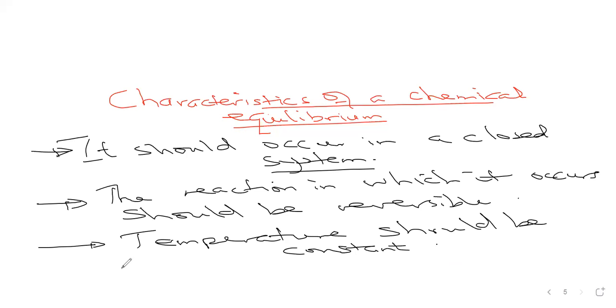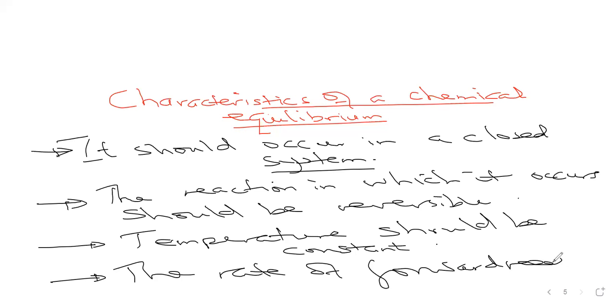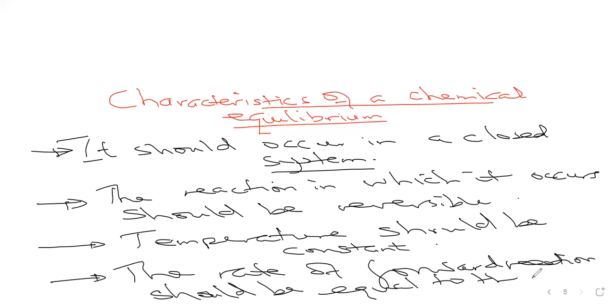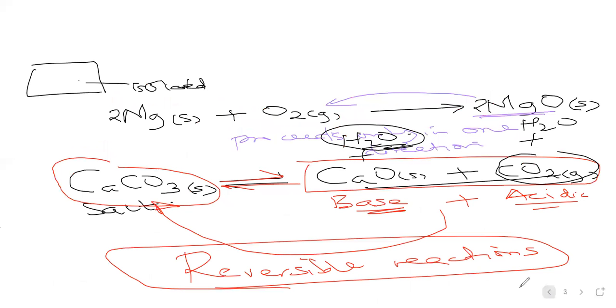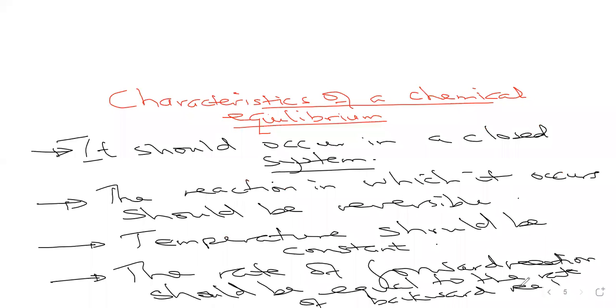And lastly, the rate of forward reaction is equal, or should be equal, to the rate of backward reaction. Those are the four characteristics of the chemical equilibrium. The rate of forward reaction should be equal to the rate of backward reaction.